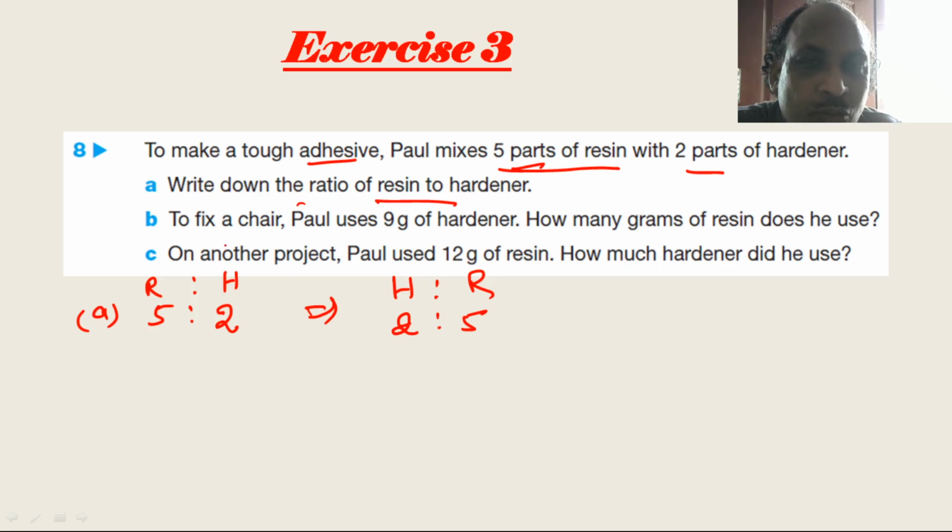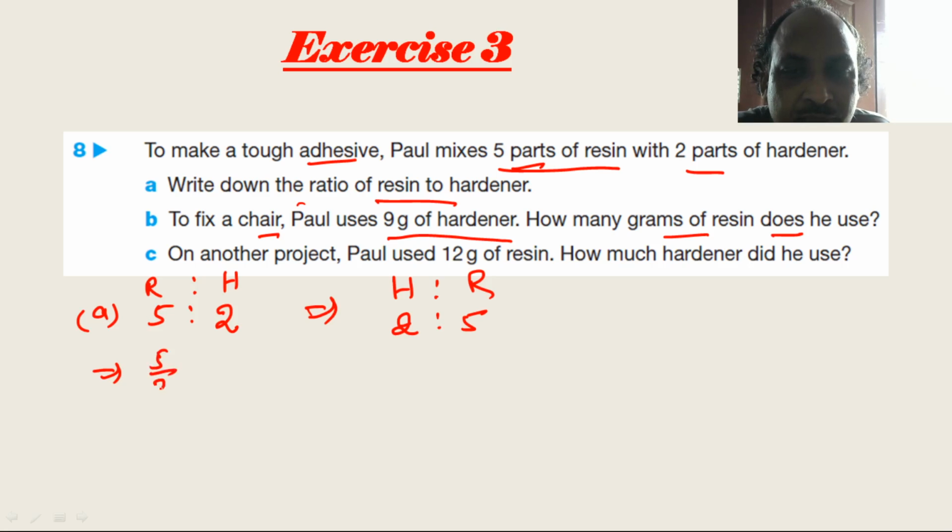Okay, to fix a chair, Paul uses 9 gram of hardener. How many grams of resin does he use? So 9 gram of hardener he has used. How many grams of resin will he be using? So first you need to make it in the ratio n is to 1. So divide both the parts by 2, which will give you 2.5 is to 1.